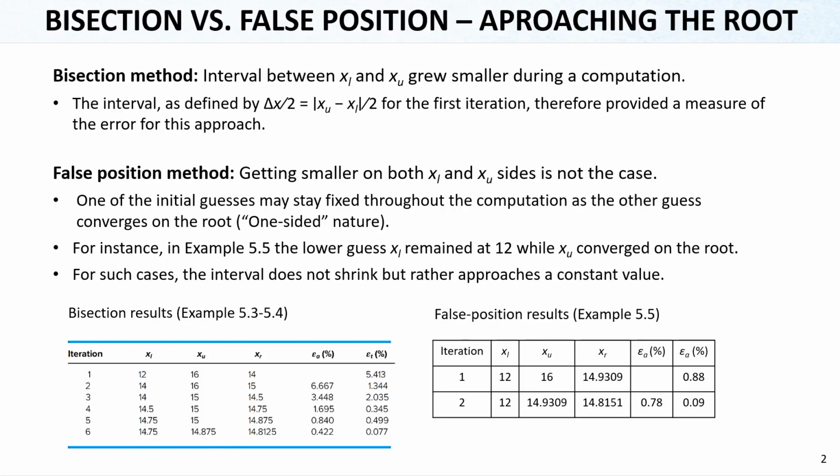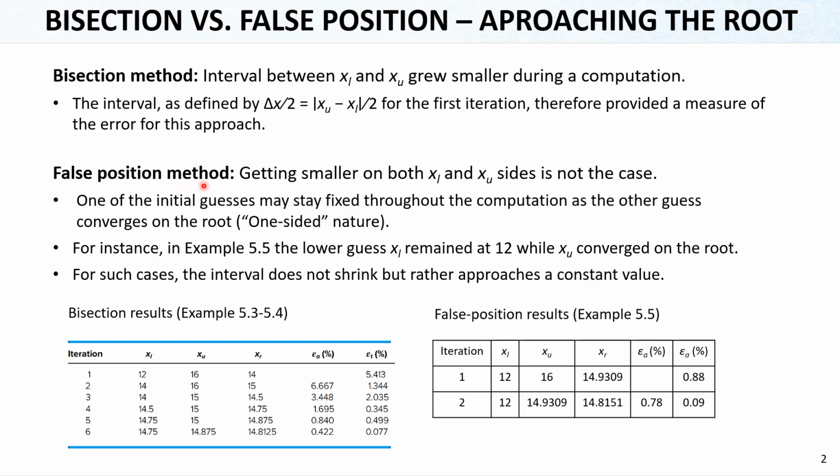In this slide, we will compare the performance of the bisection and false position methods in terms of approaching the root. For the bisection method, the interval between the lower bound and upper bound grew smaller during the computation. The interval, as defined by delta x divided by 2, is simply the midpoint for the first iteration, and therefore provided a measure of the error for this approach. So it gave a half error, let's say half between the upper and lower bound.